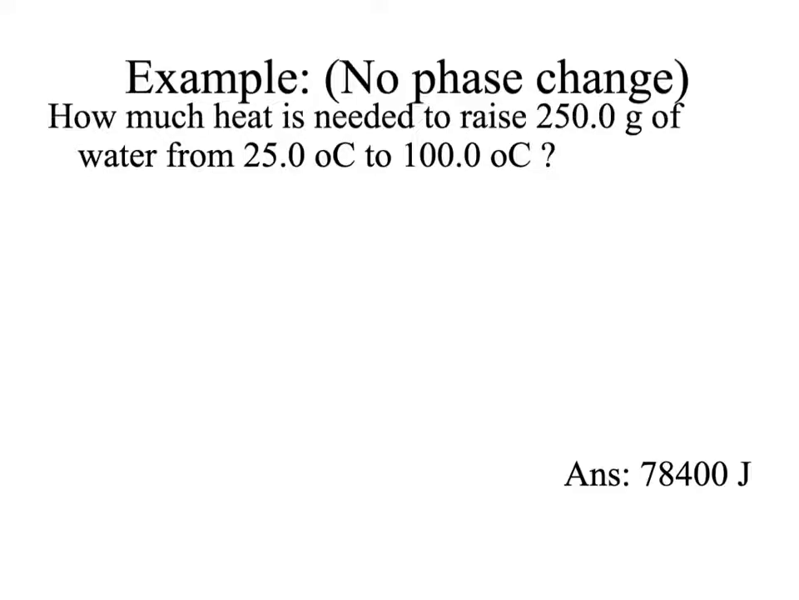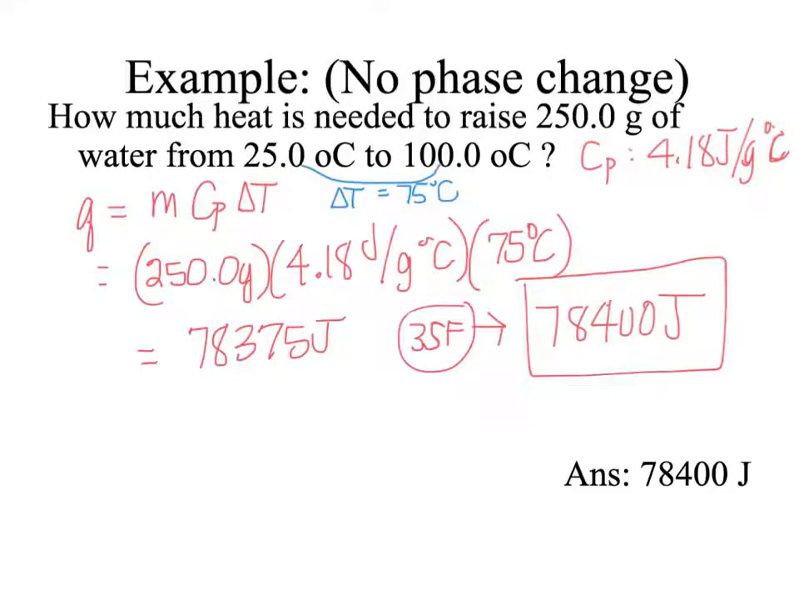So this is just like what we did earlier in the notes. I want you to pause the video and work out the problem and see if you get, first of all, the answer that was listed on the paper, but also if your work looks like my work. So how'd you do? Hopefully you got 78,400 joules. Remember this number because we're going to be using this in a second as we continue to calculate for a phase change.